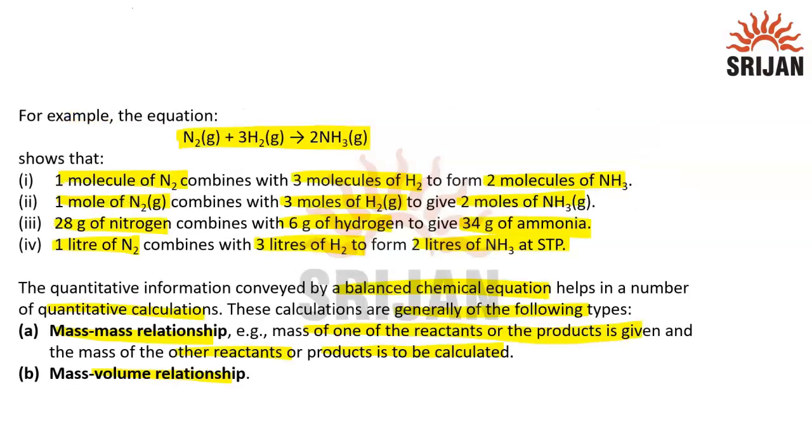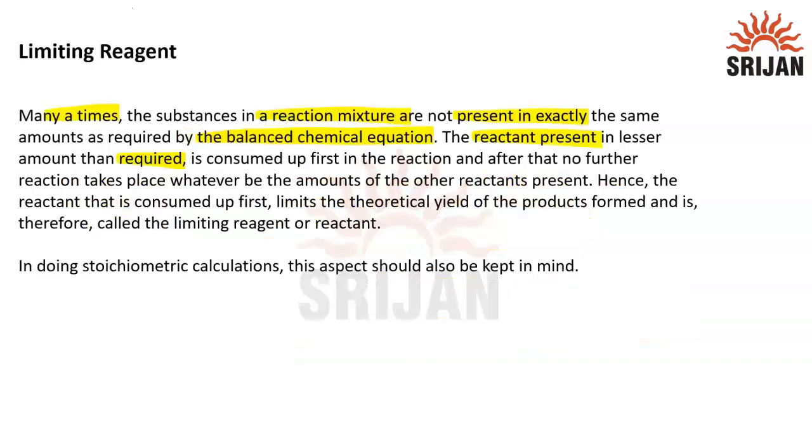So here in this reaction we can say that we have 1 mole of nitrogen, but the hydrogen, suppose we have 2 moles of hydrogen. So the amount of hydrogen required is 3 moles, but we have only 2 moles. So we need more hydrogen in order to complete this reaction, but we don't have it. The reactant present in lesser amount than required is consumed first in the reaction. Obviously 2 moles of hydrogen will definitely react, and after that no further reaction takes place whatever be the amounts of other reactants present. Hence, the reactant that is consumed first, in our example hydrogen, will limit the theoretical yield of the products formed and is therefore called the limiting reagent or reactant.